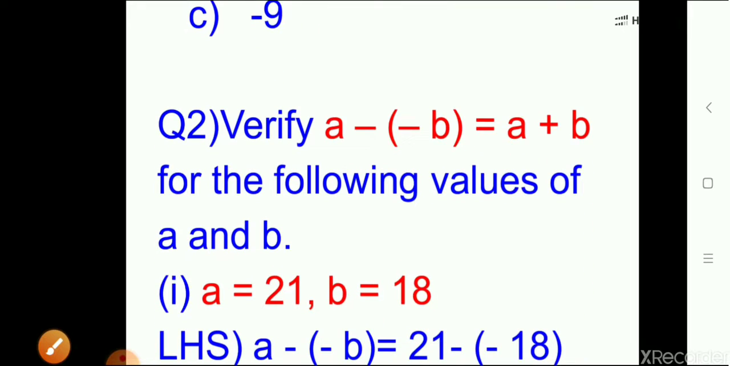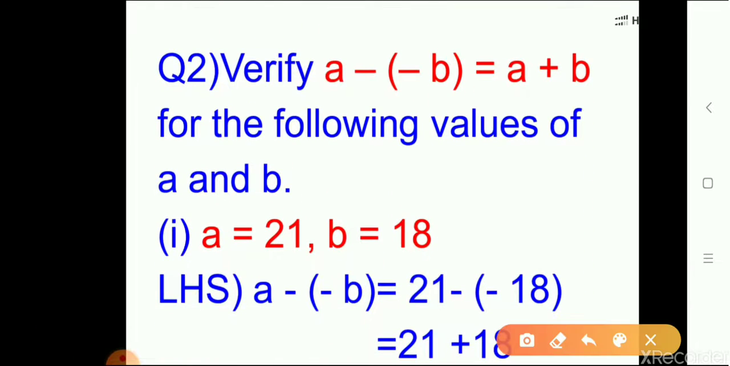The next one is, you have to verify the relation a minus (minus b) gives us a plus b with the help of the following examples. The first one is a equals 21 and b equals 18. First of all, we will put the values of a and b in the LHS. Here we have the LHS, a minus (minus b). So we put the values of a and b in the LHS: a is 21 and b is 18.